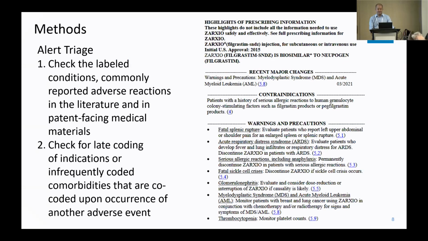While evaluating the results, an alert triage process was conducted to identify and differentiate expected signals, unexpected signals, and potential false positive signals. Through this process, we checked the labeled conditions, commonly reported adverse reactions in the literature, and patient-facing medical materials. We also checked for late coding of indicators or indications or infrequently coded comorbidities that are co-coded upon occurrence of another adverse event.